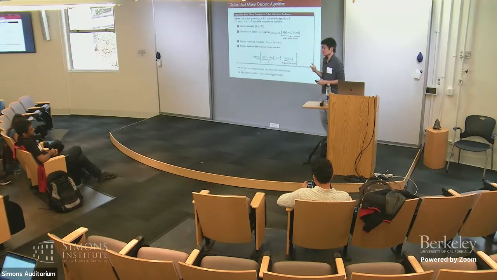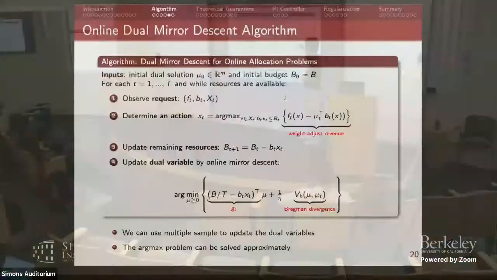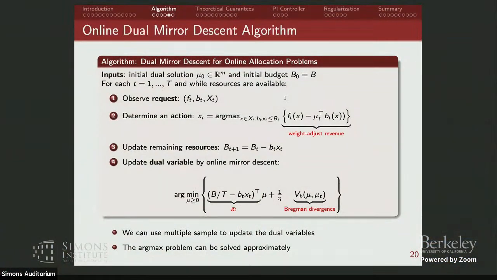Great. Any other questions? Okay, so here is our algorithm. When we receive a request, we determine the action by solving this weight-adjusted revenue maximization problem. I just want to mention that sometimes solving this problem may not be easy, in particular when f and b are non-convex. And then we update the remaining resources and update the dual variable.